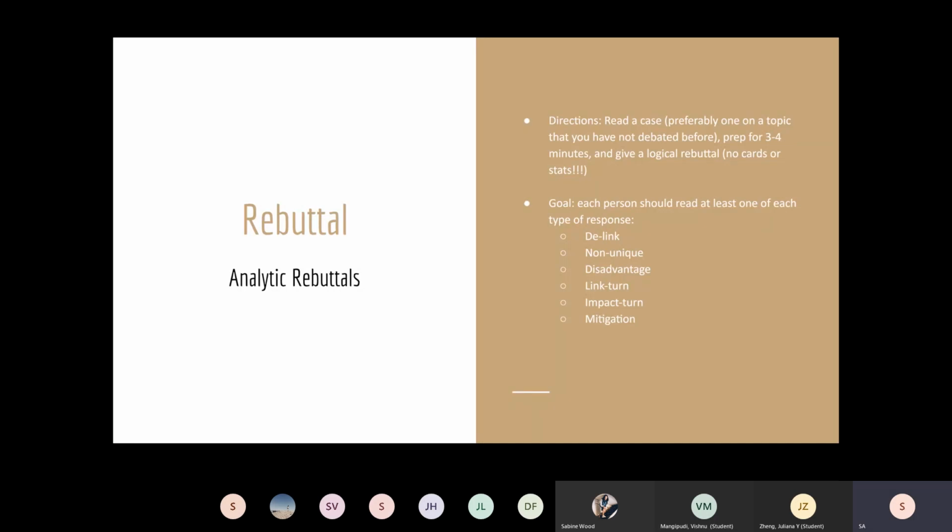For rebuttal, analytic rebuttals are very important. The directions are to read a case, preferably one on a topic you have never debated before, prep for 3 to 4 minutes, and give logical rebuttals using no cards or statistics. Don't worry if it sounds sketchy. If it's logical to you based on your past knowledge or just pure logic, then that's the whole point of the exercise.